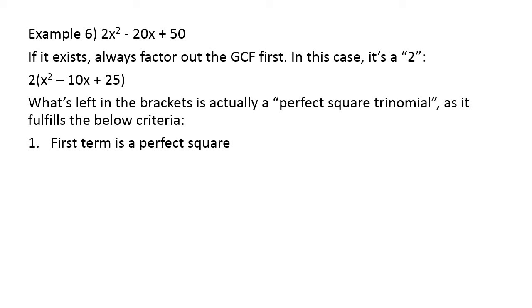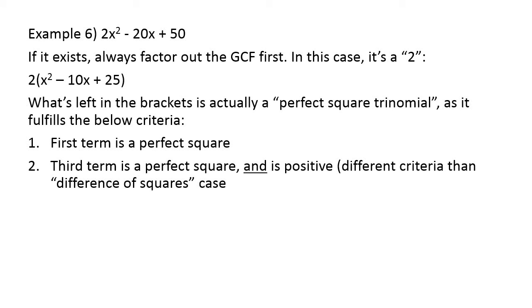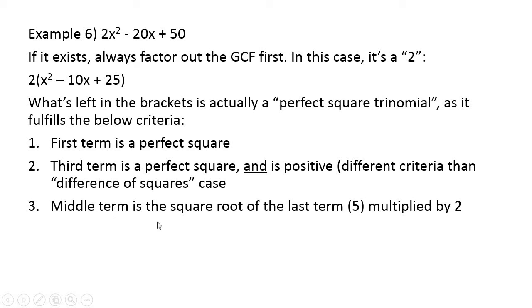The first term is a perfect square. The third term is a perfect square and is positive. So note, the third term has to be positive and a perfect square in order to fulfill one of the terms for it to be a perfect square trinomial. And the middle term is the square root of the last term multiplied by 2. So the square root of the last term is 5, times 2 is a 10, and that could be a positive or a negative 10. But the last term has to be positive. Middle term can be positive or negative.